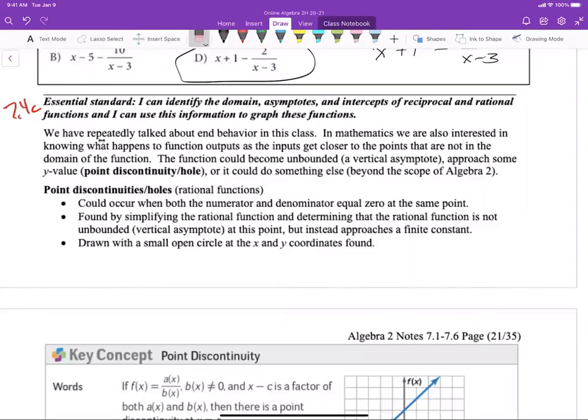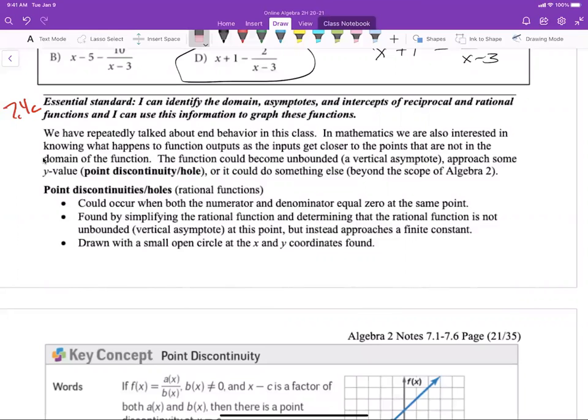All right, this is our last lesson for 7.4. We have an essential standard that is the same. We're dealing with domains, asymptotes, intercepts of reciprocal and rational functions and graphing those functions. We are learning about point discontinuity, or holes, of those functions today.